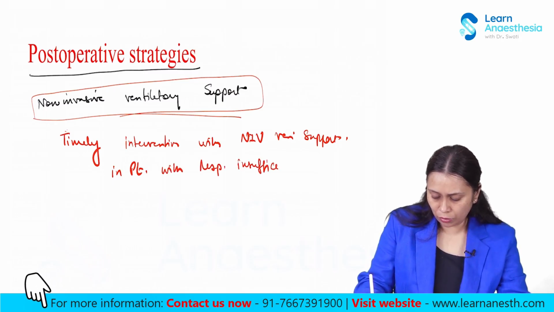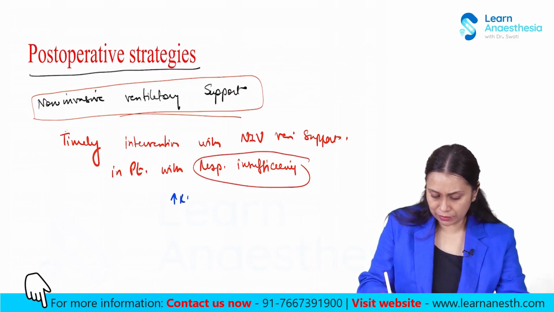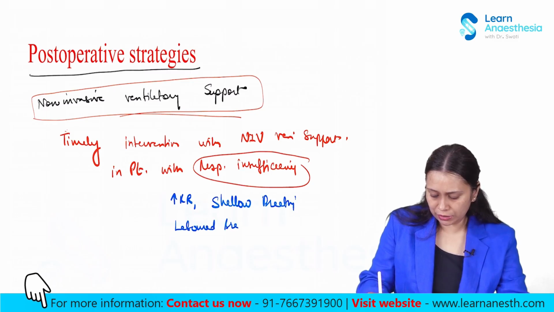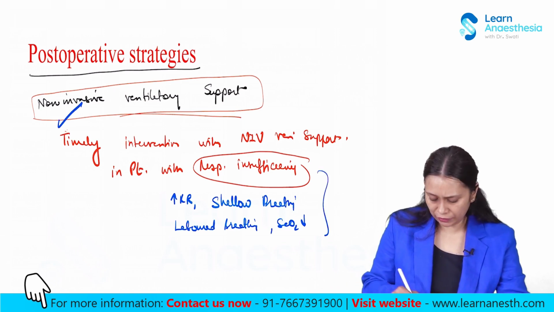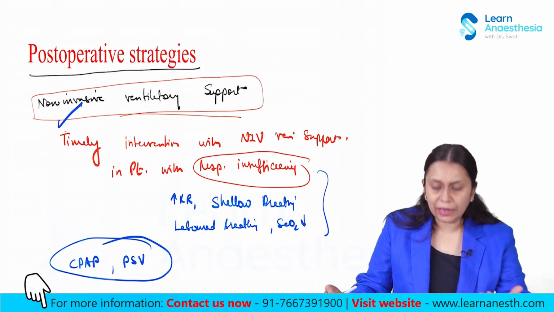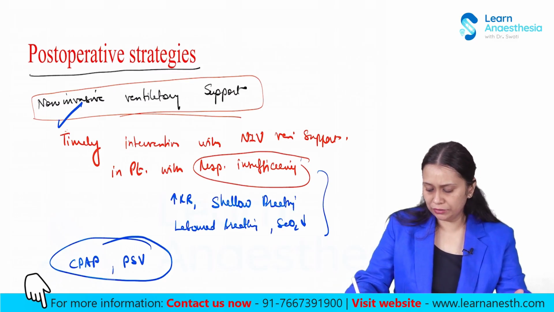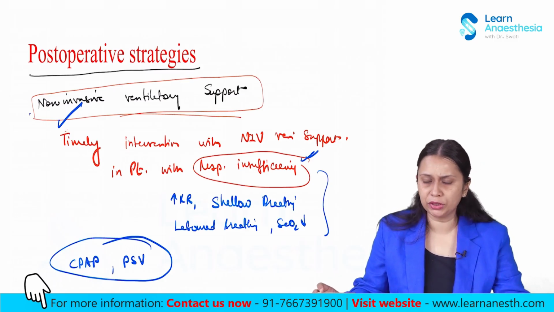So what do I mean? What is a post-op patient with respiratory insufficiency? If the patient is tachypneic, if the respiratory rate is high, if it is shallow breathing, or labored breathing, or if the patient saturation is decreased, the patient is in hypoxemia, in this case we should go for timely non-invasive support, like we can go for CPAP, we can go for PSV, through non-invasive. But routine use of these modalities in every patient who is not showing this respiratory insufficiency is not advisable. So non-invasive ventilatory support in the required patient.